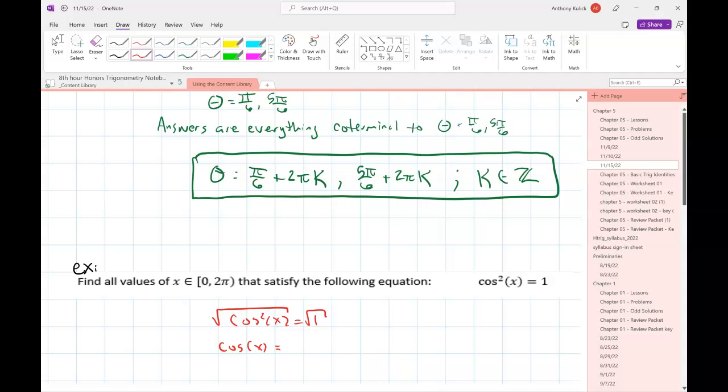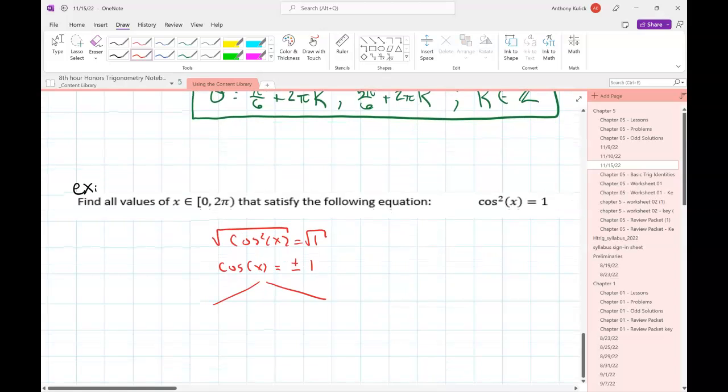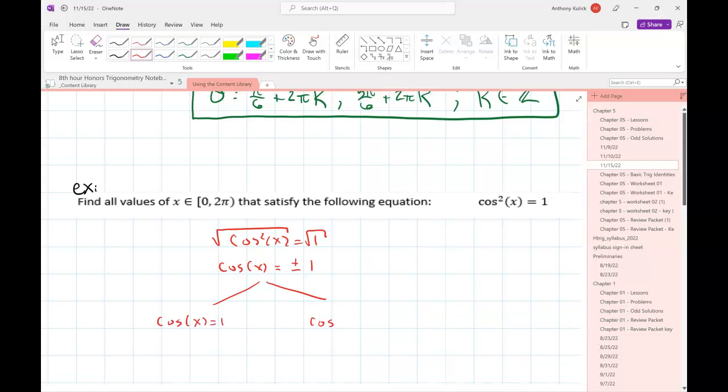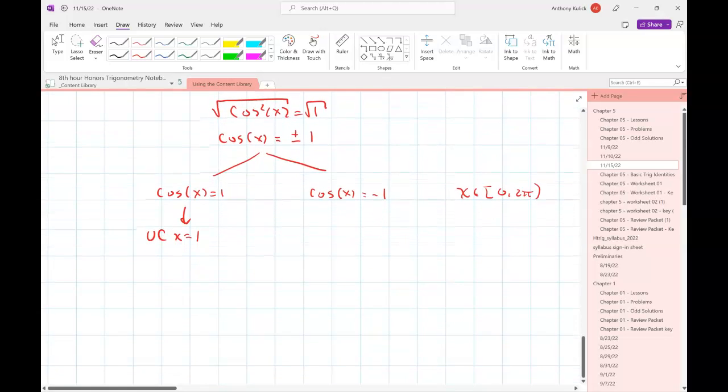When I square root both sides of an equation, what happens? Plus or minus. Very good. So this kind of turns into two separate equations then, right? Everybody cool with that? And we're going to be solving both of these over 0 to 2 pi. So I'm going to go to the unit circle and look for all the places where x is equal to 1 between 0 and 2 pi.